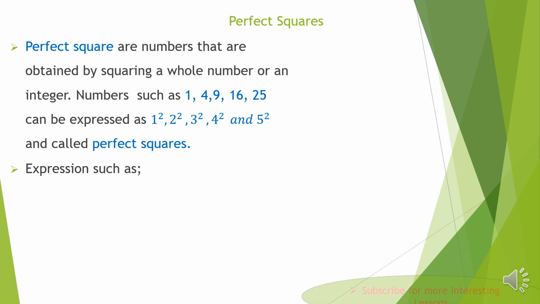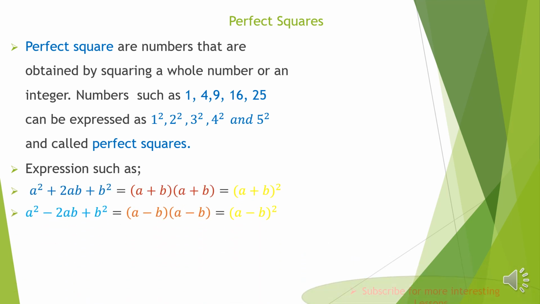Expressions such as a squared plus 2ab plus b squared can be factorized into (a plus b), close the bracket, (a plus b), again close the bracket. Realize that this expression can be factorized into 2 equal parts, and these 2 equal parts can be expressed as (a plus b) squared.